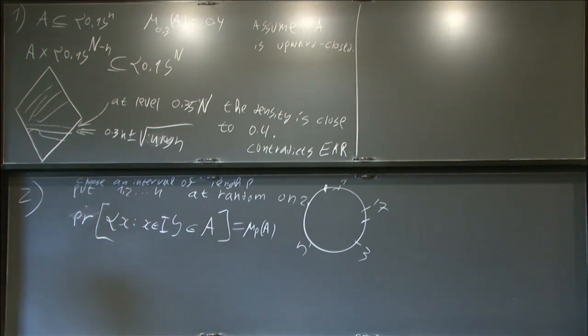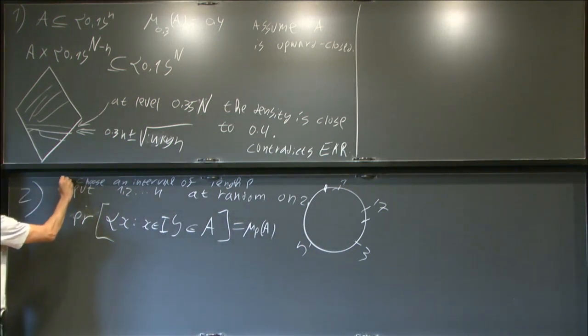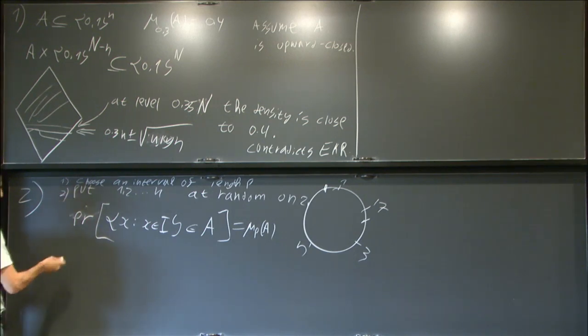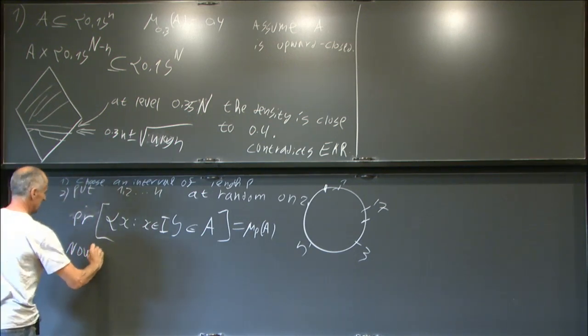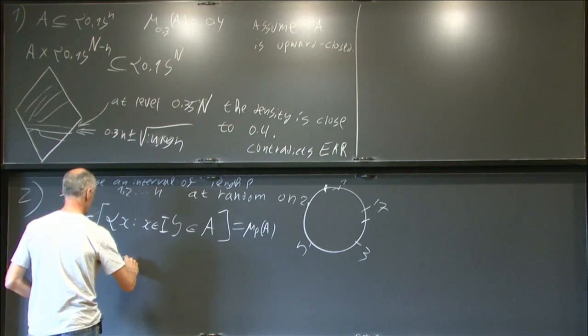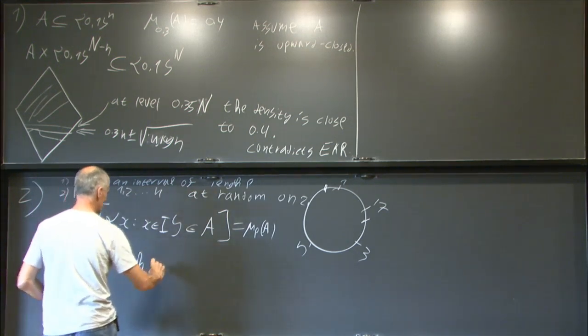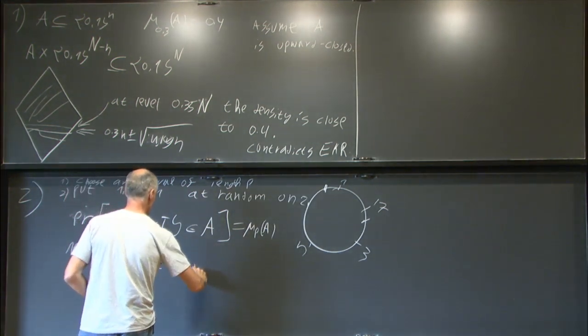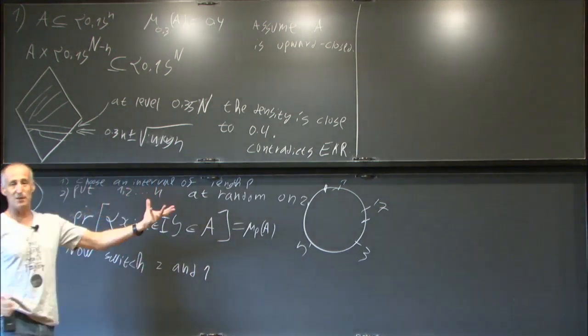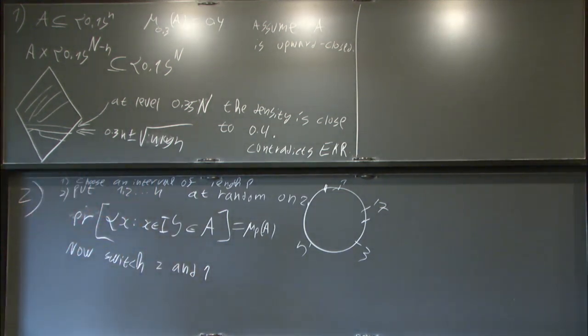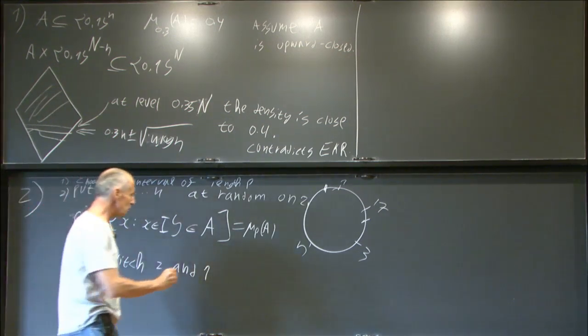But now, I said first do this and then do this. But now switch two and one. So first of all, I'm going to put the elements on the circle. And now I'm going to choose an interval. And so clearly, the probability of this doesn't change.